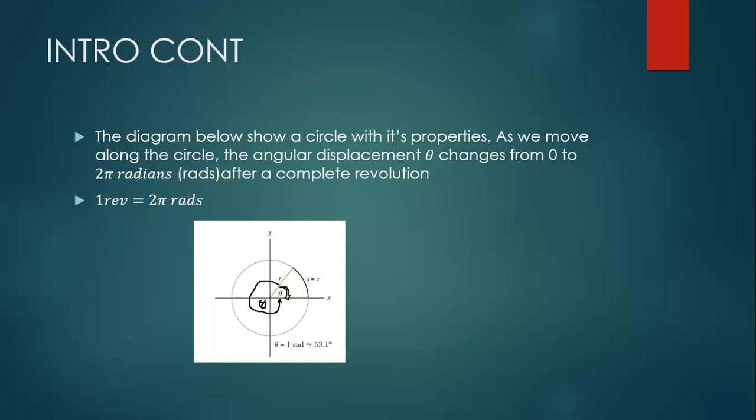If it moves a certain angle, that displacement will be recorded in radians. Then if it moves a certain angle in a certain period of time, we'll call that the angular velocity, which will be in radians per second.